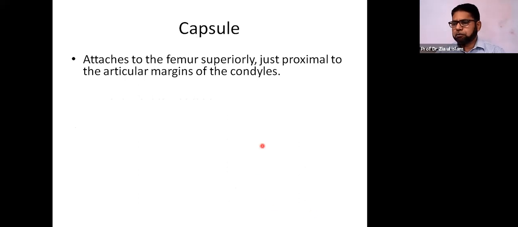Now capsule. सारी बात capsule की attachment होती है. हम हमेशा याद रखें capsule has got a proximal attachment that is it's attached superiorly with the femur. और फिर superior attachment के बाद it goes downward to cover the femur tibia. So it has got inferior attachment. तो superior attachment कहाँ पे होगा जिसको proximal attachment कहते हैं वो femur पे attach होगा. So capsule is all around attached to the femur.